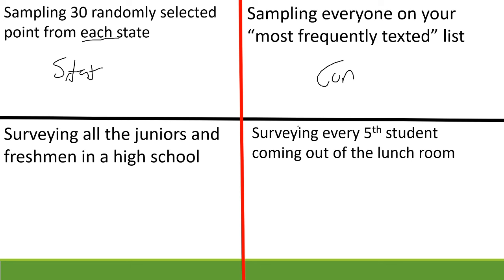Surveying all the juniors and freshmen at a high school. Well, again, we have four groups of people, right? We have juniors, sophomores, seniors, and freshmen. And if we're just taking the juniors and the freshmen, that'd be cluster, because we're focusing in on just two groups here. And then surveying every fifth student coming out of the lunchroom, well, that would be systematic because we have a system. Every fifth student, every whatever. If you ever hear the words every blank something, that'd be systematic sampling because you have a system or a procedure with which to do that.